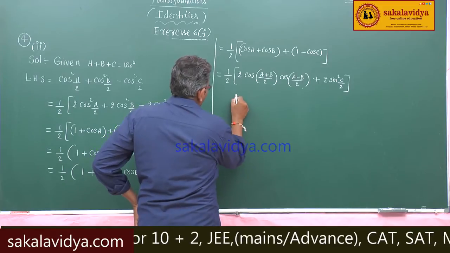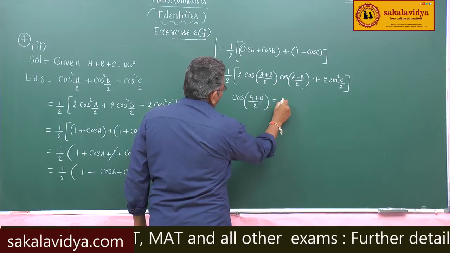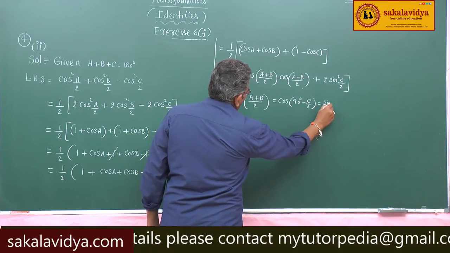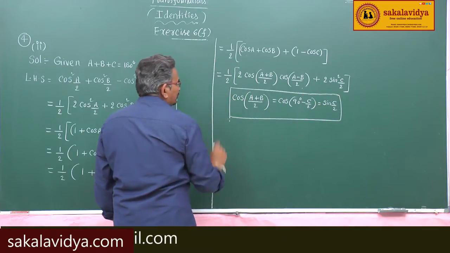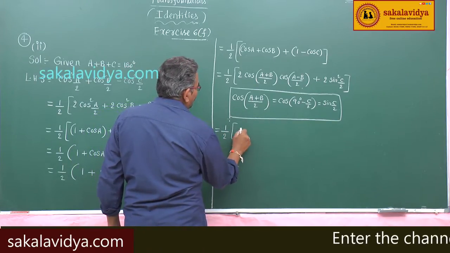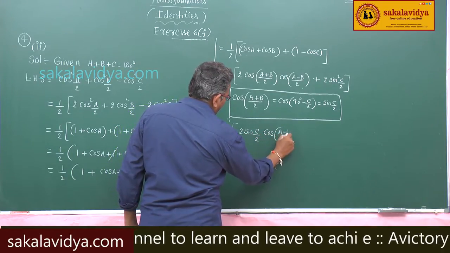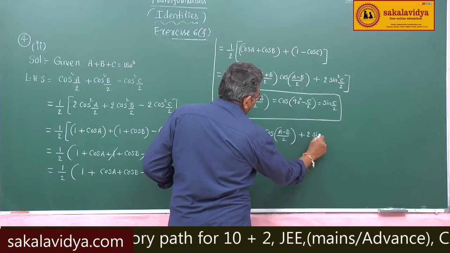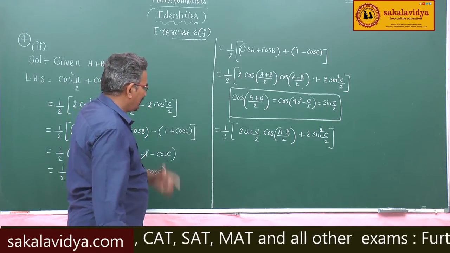So now cos of A plus B by 2 is equal to cos of 90 degrees minus C by 2. This is sin C by 2. So now this we can write half multiplied by 2 sin C by 2 cos of A minus B by 2 plus 2 sin square C by 2, 2 sin C by 2 common.